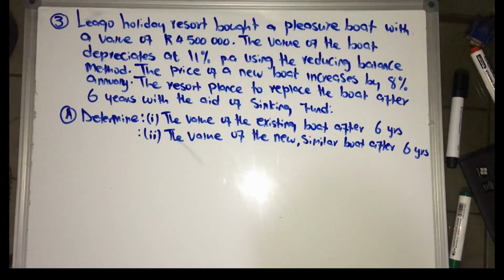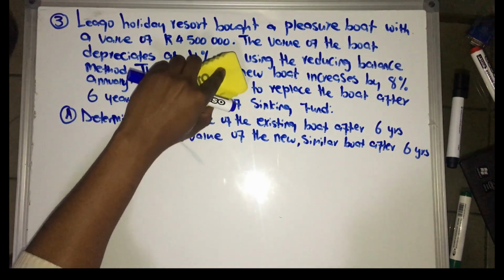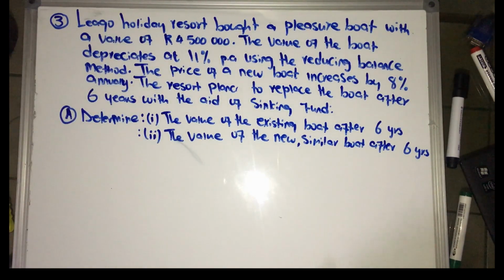Okay, our last question is as follows. We are told that Leago Holiday Resort bought a pleasure boat with a value of 4,500,000 rands. The value of the boat depreciates at 11% per annum using the reducing balance method. The price of a new boat increases by 8% annually. The resort plans to replace the boat after 6 years with the aid of a sinking fund. Okay.